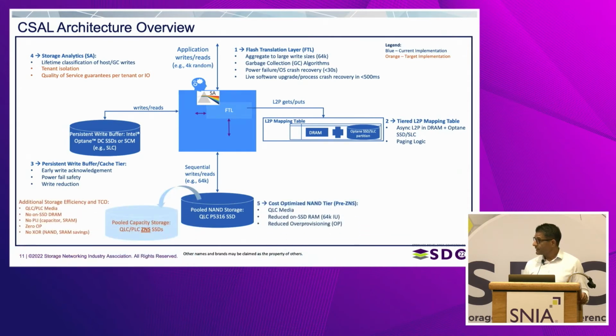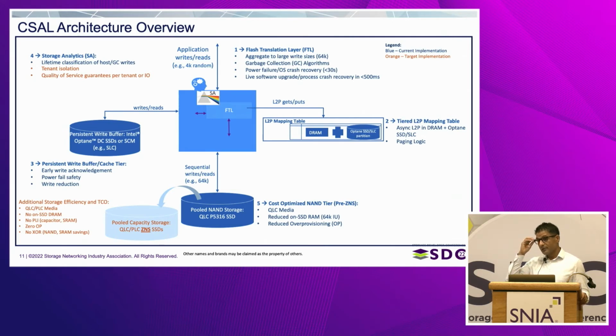Then the final piece, where you're getting all the cost advantage, is this high density NAND. That's what we're trying to enable here. The QLC drives that we are using today are pre-ZNS drives. We are using Solidigm's P5316, which have a 64K IU. They do get some DRAM reduction benefit on the SSD because their L2P map is not at 4K sector granularity, but 64K sector granularity. We can also reduce the over-provisioning on these drives because our FTL takes all the write amplification. We sequentially write to the SSD, so the SSD level WAF is basically 1.